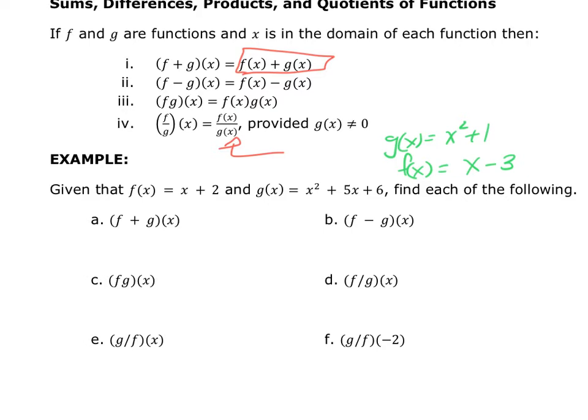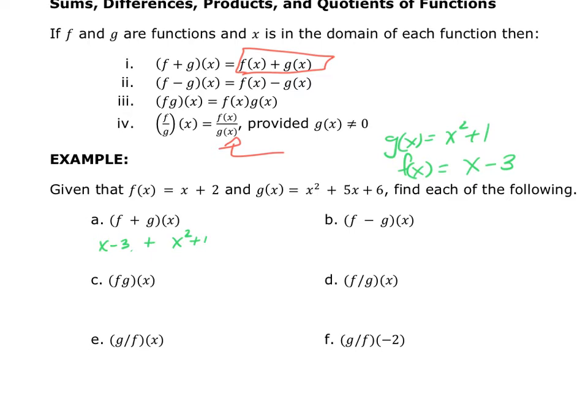So if I was asked to add these two, then mine, and you all are going to do those functions, x plus 2 and x squared plus 5x plus 6. If I were asked to add these, then for mine, I'm going to do this in green. This is just going to simply be x minus 3 added to x squared plus 1. Now, when I'm asked to add these two, you can see that I didn't actually need to put these in parentheses because I don't have to worry about distributing a negative, but I did put the parentheses there anyways.